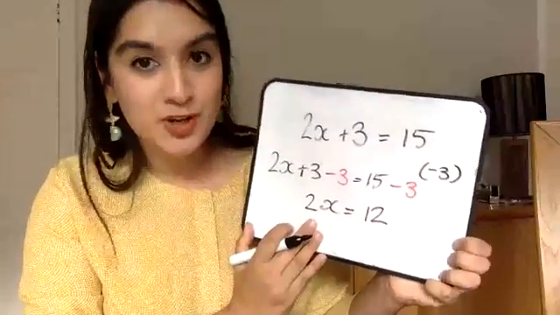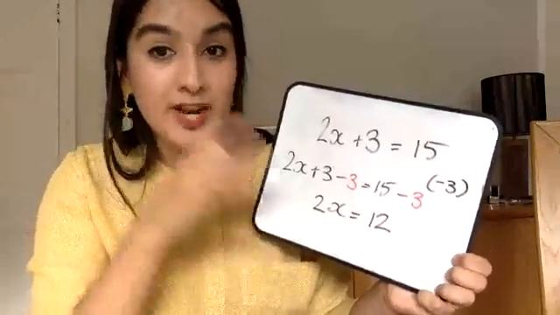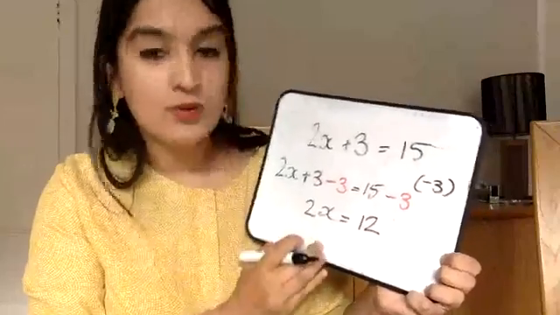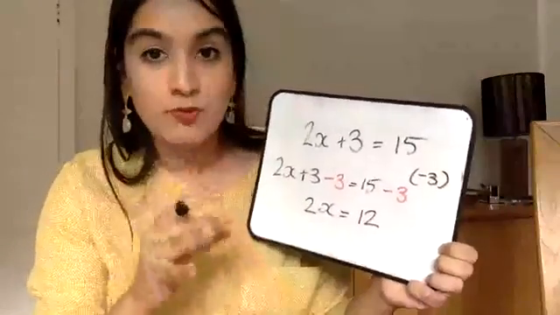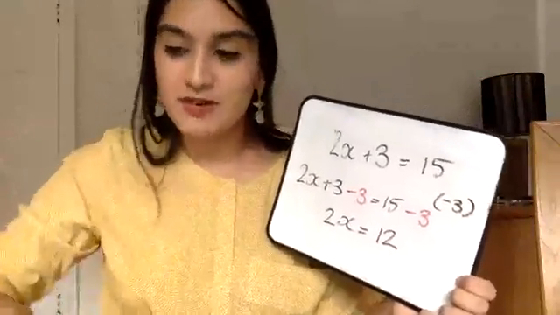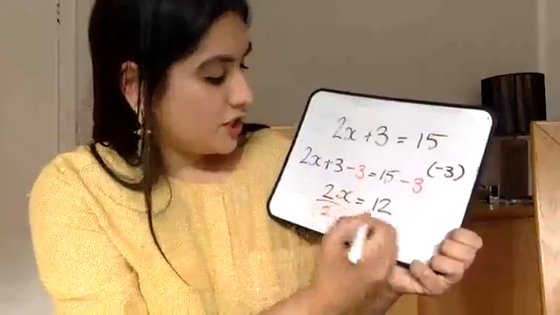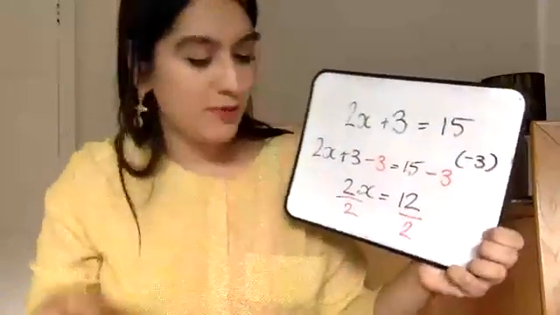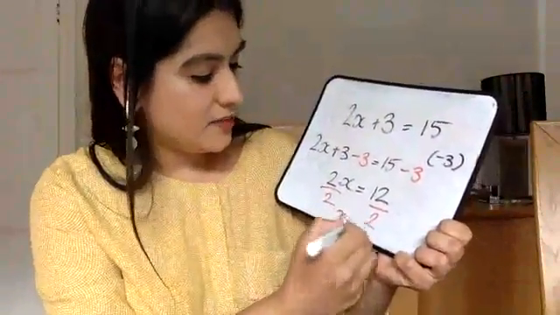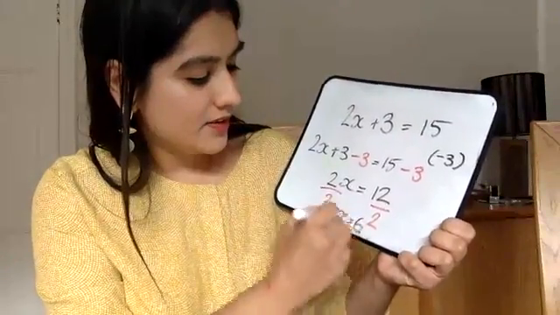Well, if there's a multiplication going on here, to get rid of it, if I divide by 2 on both sides, then that will help me get rid of this 2 and get it into the format of x is equal to something. So let's do it. I've got divided by 2, divided by 2. Remember, it's got to be on both sides. x is equal to 6.